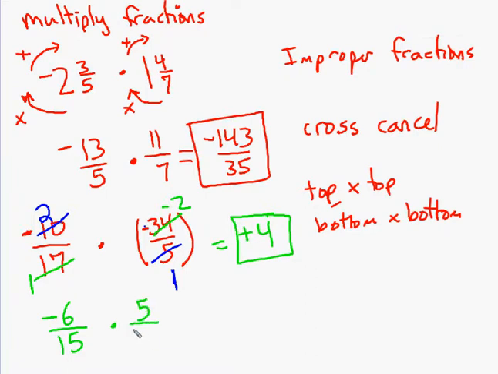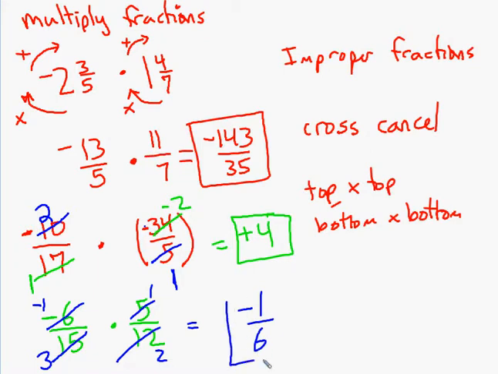5 over 12. Okay. We cross cancel. What can we cross cancel? That'll be a negative 1 and a 2. And how about anything else? Yep, 5 and 15. So we get a 3 and a 1. Top times top. Bottom times bottom. And then I check to see if I can reduce that. Always check to see if you can reduce it. But the cross canceling will make that step probably not as necessary.